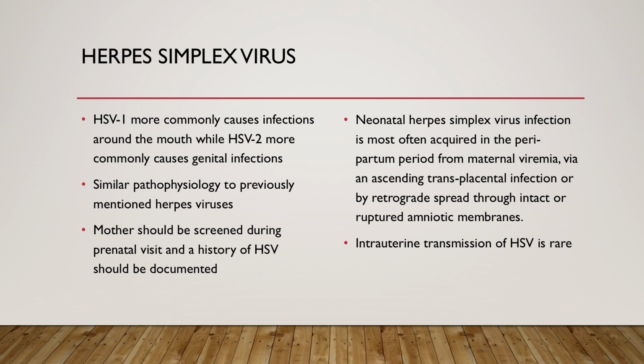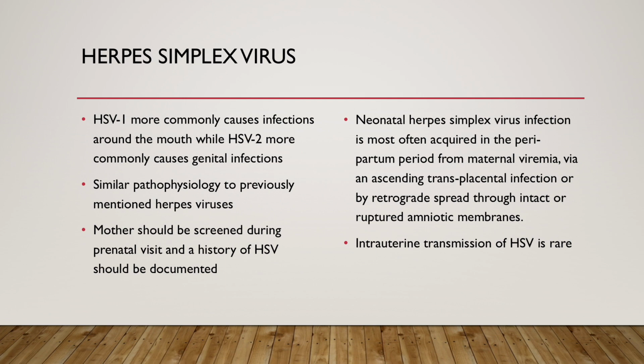The next organism is herpes simplex. Herpes simplex virus has 2 types. HSV-1 is more commonly seen to cause infections around the mouth, so this is your common cold sore, and HSV-2 most commonly causes genital infections. Similar pathophysiology is seen in HSV as the other herpes viruses. Mothers should be screened during prenatal visits, and a history of HSV should be documented, as herpes is a lifelong infection and cannot be cured.